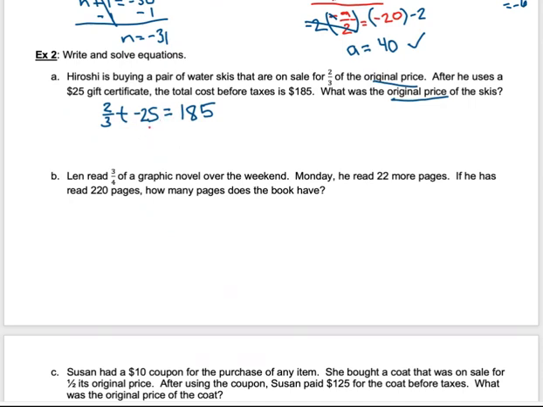This 25 is not attached to t, so I can add 25 to both sides. I'm trying to find the original price before the gift certificate and before the sale price. So I have 2/3 of T equals $210.